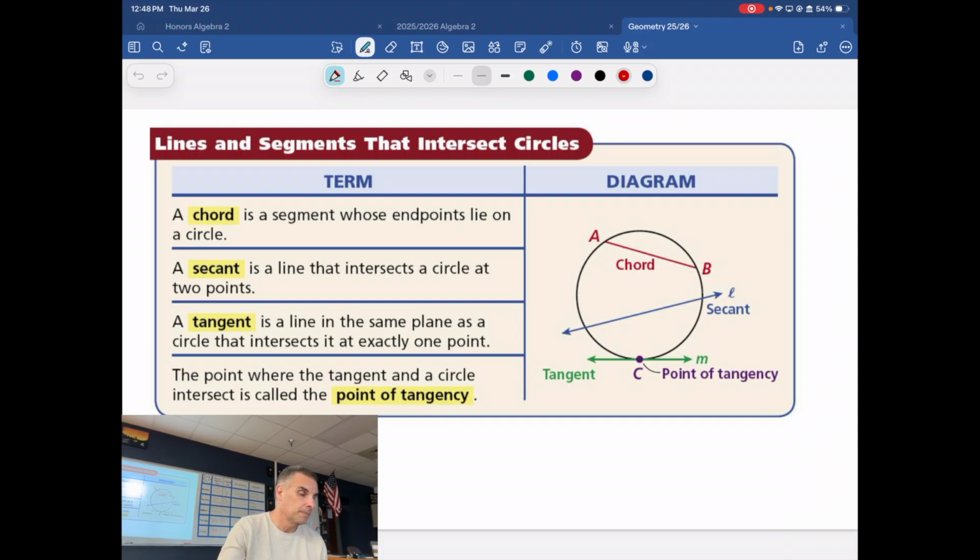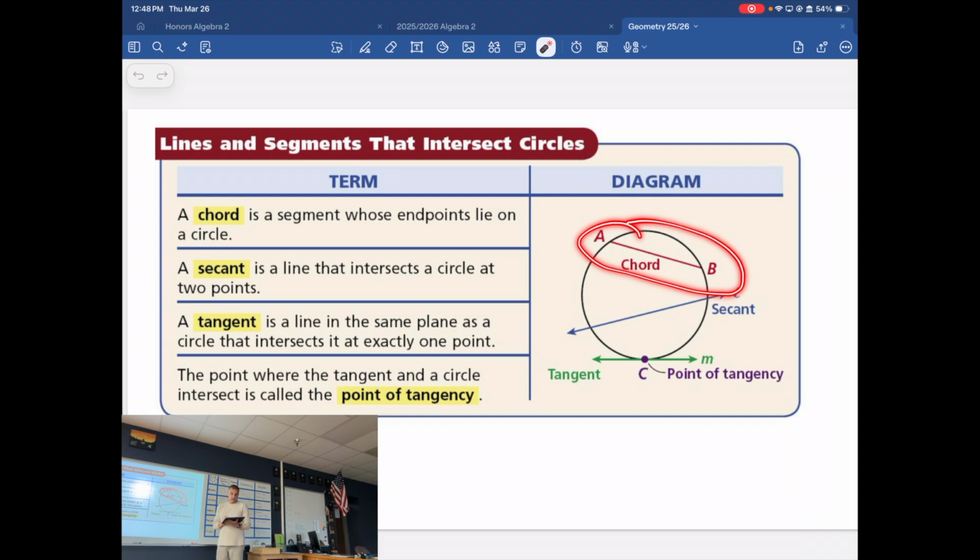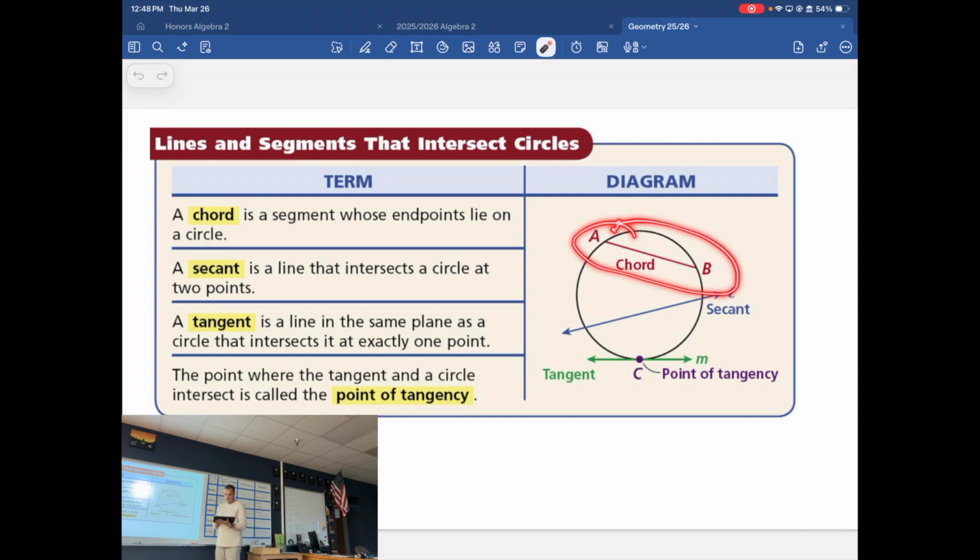A chord. Remember, a chord is a segment whose endpoints lie on the circle. So we've got chord AB sitting here. Again, we've already done this, just a quick review. Our endpoints are here and here, so we call that a chord. A secant is a line that intersects a circle in 2 points, so it intersects it here and here. We've talked about chords and secants a little bit.